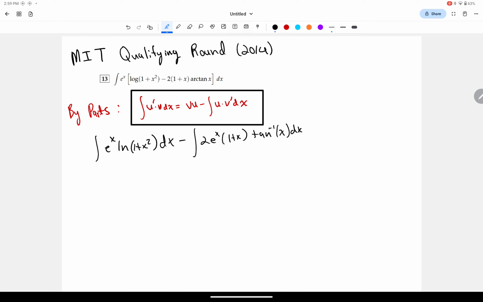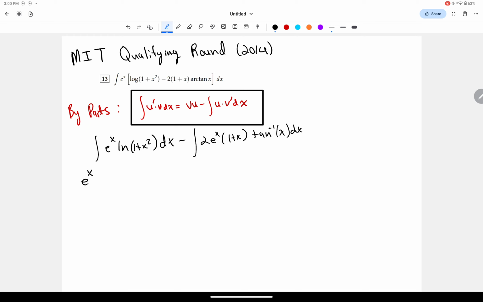And we can see that the inside function right here can be represented as u prime times v. Again, what do we want to integrate? What's easier to integrate, ln(1 plus x squared) or e to the x? ln(1 plus x squared) is not easy to integrate as compared to e to the x. So in our case, we'll choose e to the x to be u prime. If I choose that, I can simplify this as follows.